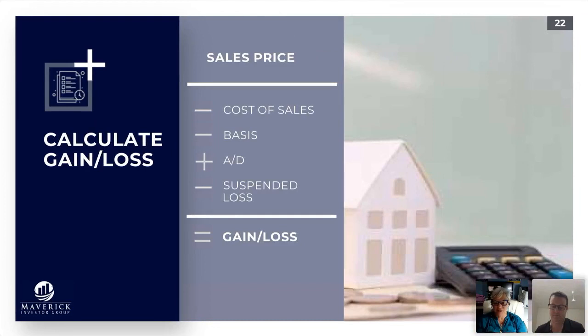Really quick, I talked about this formula, but this is something to pay attention to. When you're figuring out your gain, it's your sales price, minus your cost of sales, minus your basis, add your accumulated depreciation, and then you get to take advantage of any suspended losses you've got. And that gives you your gain or loss.